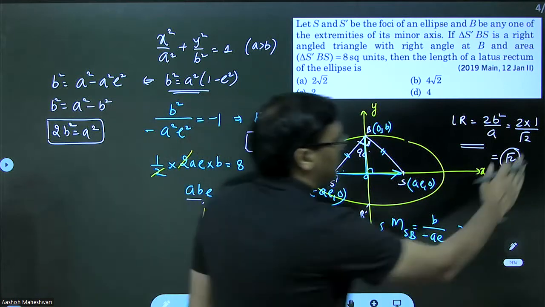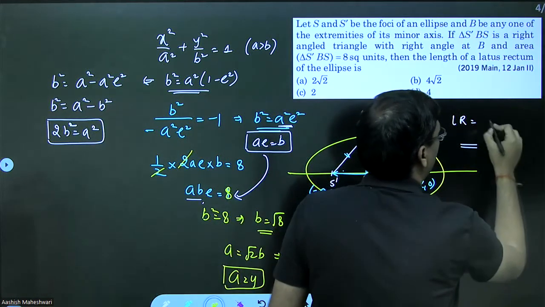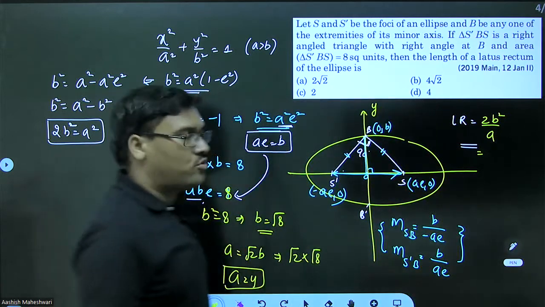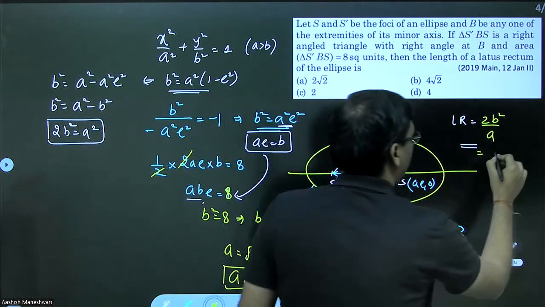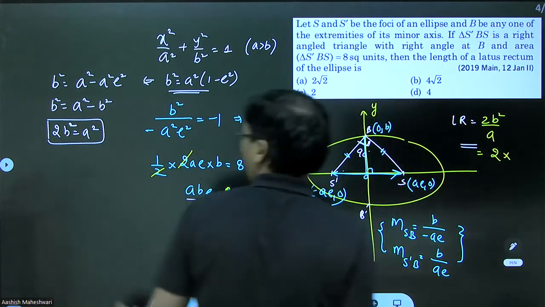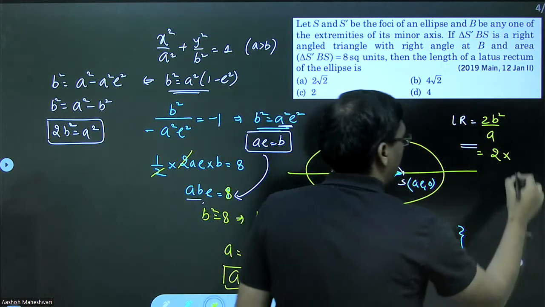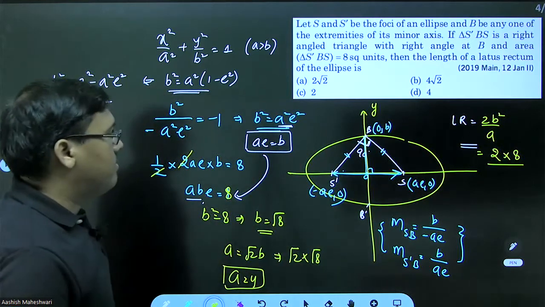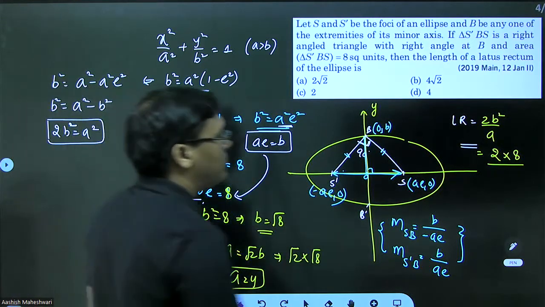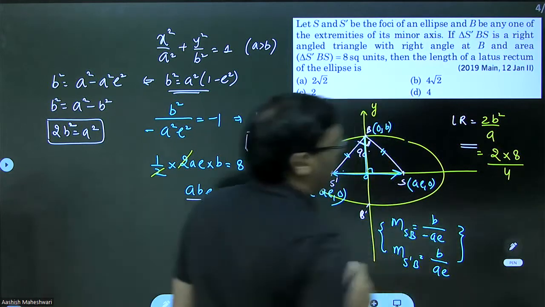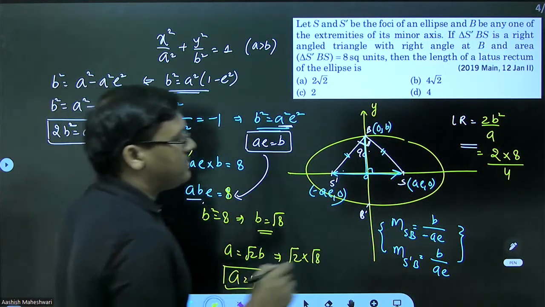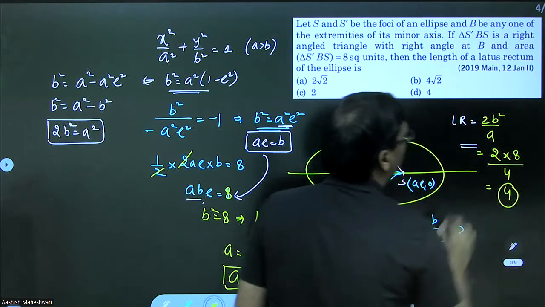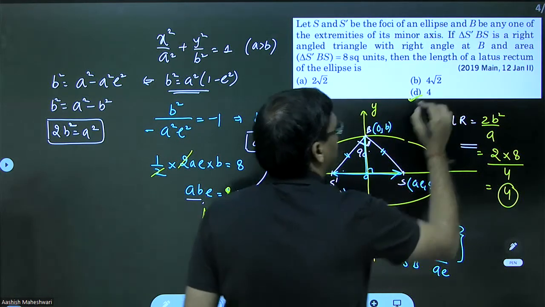So B is root 8, A is 4. Yes. So let's check the answer again. This is 2B square by A. What is 2B square by A? This is 2. What is B square? B square is 8 and A is equal to 4. Now I think this is correct. So what is this? 16 by 4. 16 by 4, that is 4. So this is the answer, option.